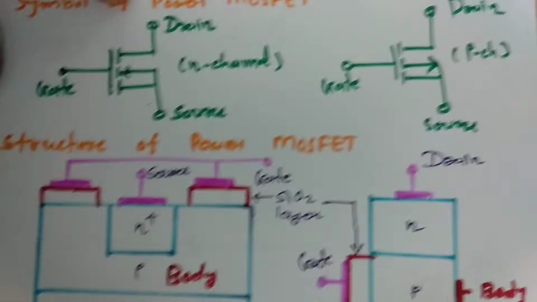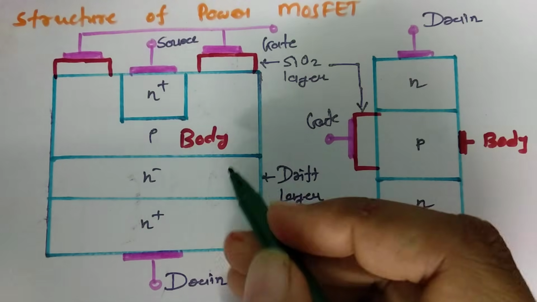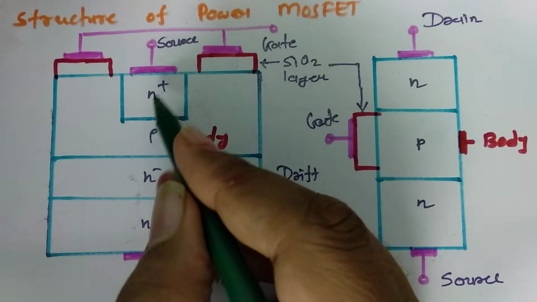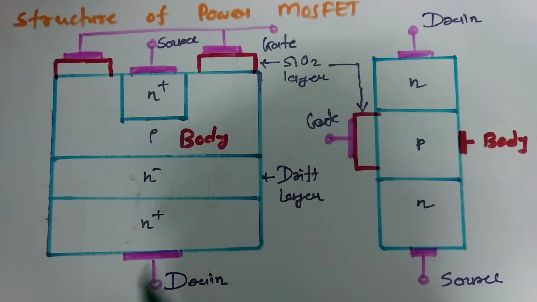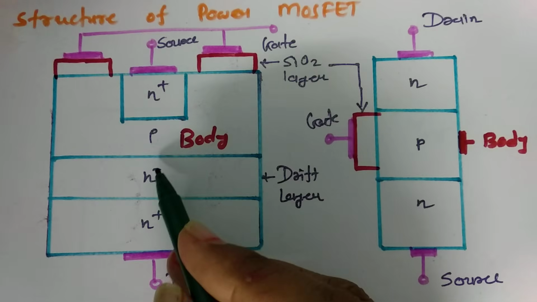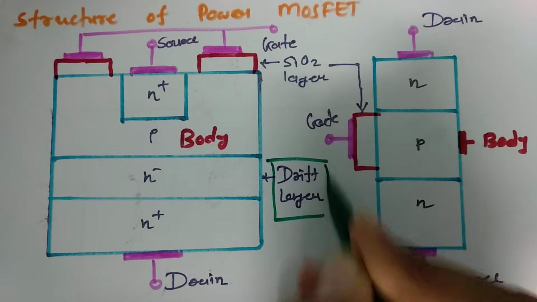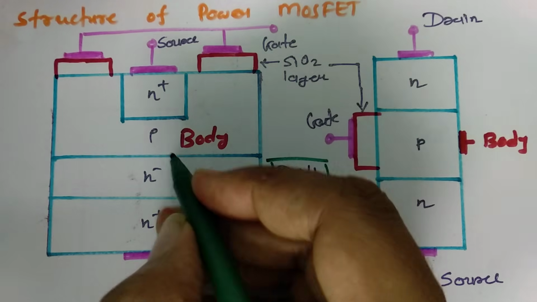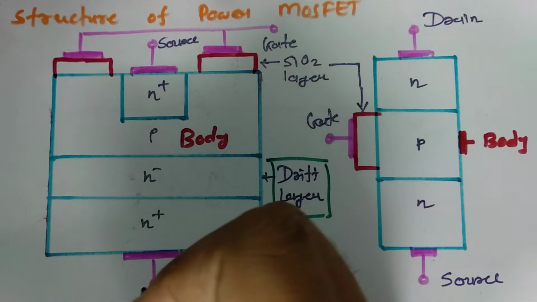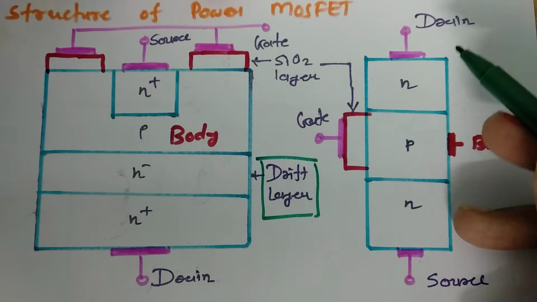Now let us try to understand the structure of power MOSFET. In power MOSFET, source is attached with an N plus layer. N plus means highly doped N type material. Drain is attached with an N plus layer, and N plus is attached with an N minus layer, which is referred to as the drift layer. In between there is a P type layer, which is referred to as the body.